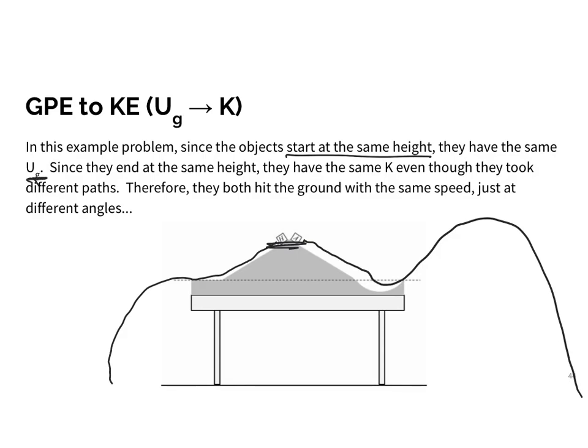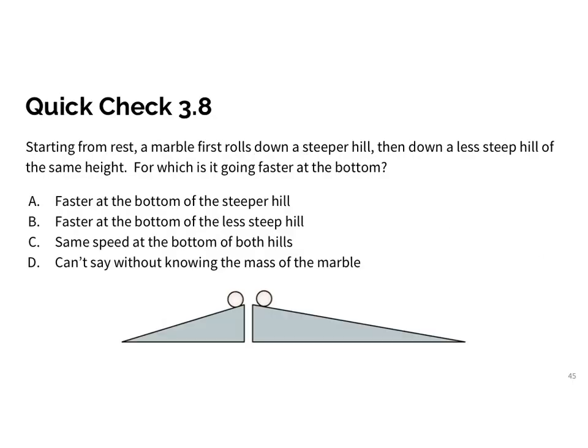Since they end at the same height, which is just the ground, they have the same kinetic energy, even though they took different paths. Therefore, they'll both hit the ground with the exact same speed, just at different angles. The horizontal one will have more velocity in the horizontal direction, and the angled one will have more velocity in the y direction, but their overall net speed, which is the vector sum of the two, will stay the same.